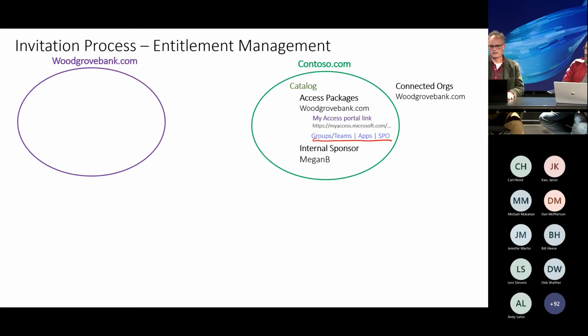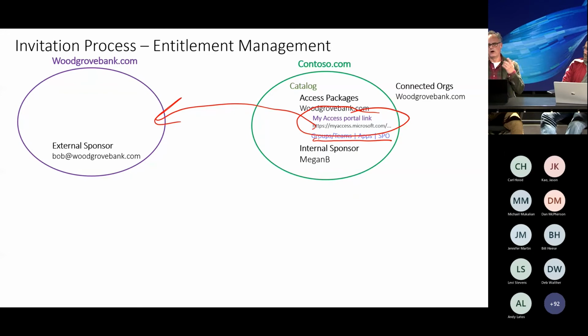The last piece to this, at least at the high level, is that when we created this whole construct, we get what's called a My Access portal link. That is something we can ship over through email, or any way we want to communicate, through Teams to the Woodgrove Bank side. And then they can distribute that to the people that they want to have request access to the access packages we've created.